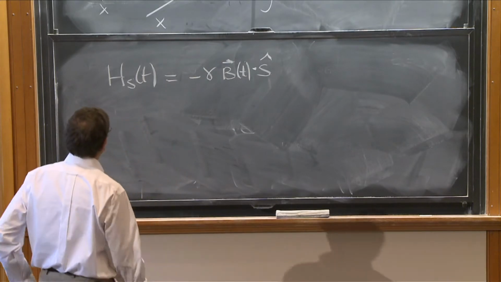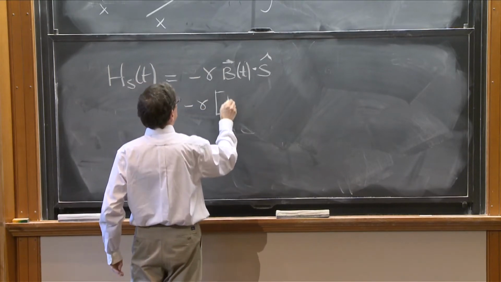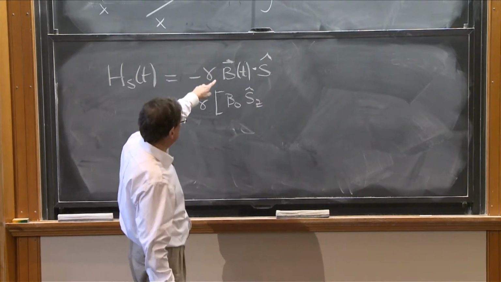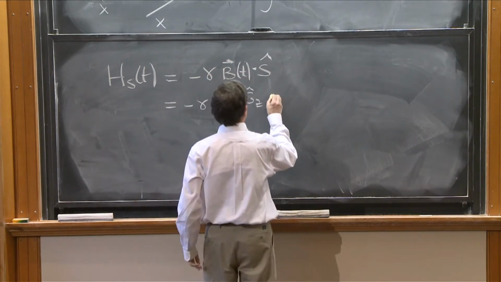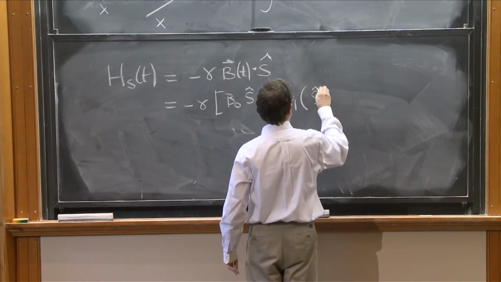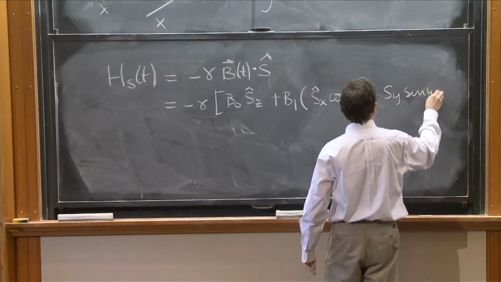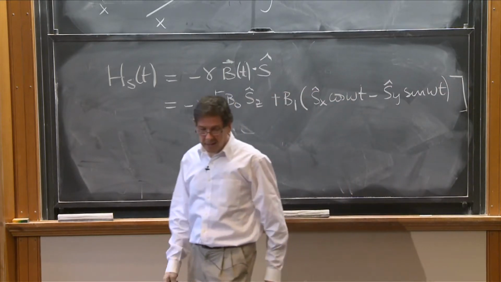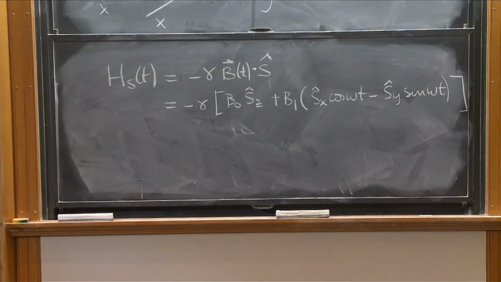So what is that? It's minus gamma B naught Sz, because the z component of the field matches with the z component of the spin, plus B1 times Sx cosine omega t minus Sy sine omega t. And, well, it's as bad as you could imagine, pretty much.